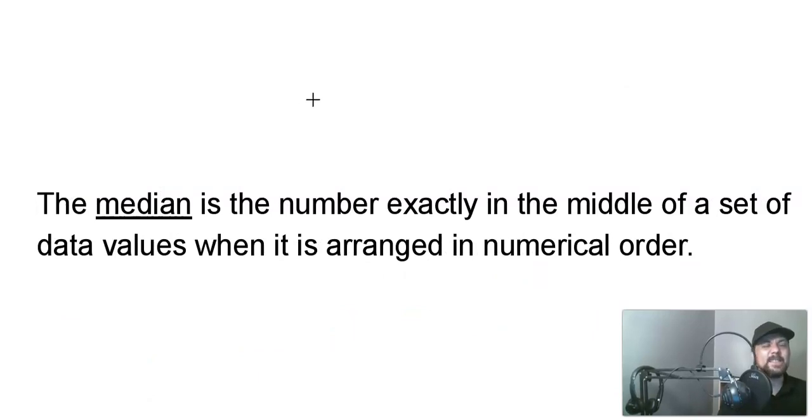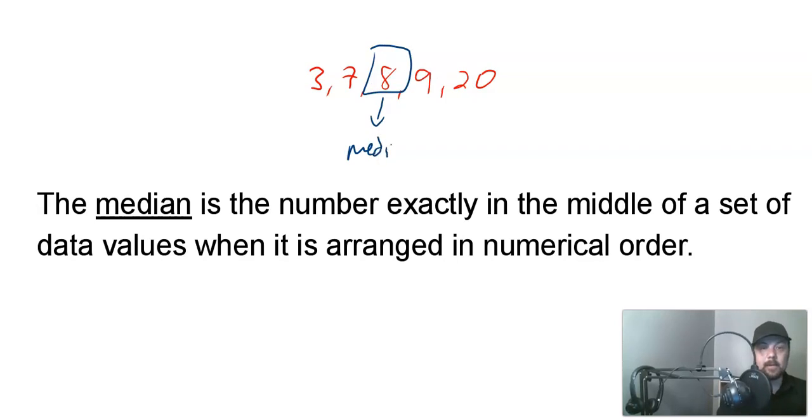So let's say we have a data set of just 5 numbers, 3, 7, 8, 9, and 20. Just making up 5 numbers. What is the middle? And I put them in numerical order. What is the median here? What is the number exactly dead center in the middle of that set? Hopefully you see it's 8. And that is correct. So for this data set, the median would be the number 8.